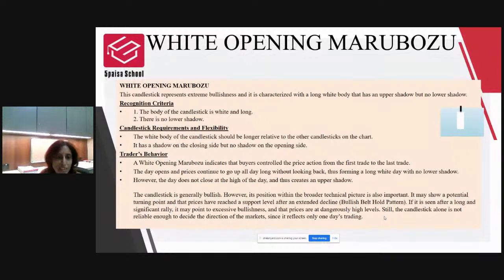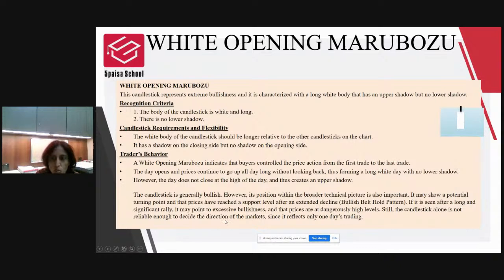We are all hankering to see this kind of market behavior, especially now. Let's see when we get that wonderful opportunity, right? So the day opens and the prices continue to go up all day long without looking back, thus forming a long white body, or a long white day, with no lower shadow. However, you can also see that the day does not close at the high of the day and thus creates an upper shadow. So essentially, the candlestick is very, very bullish.